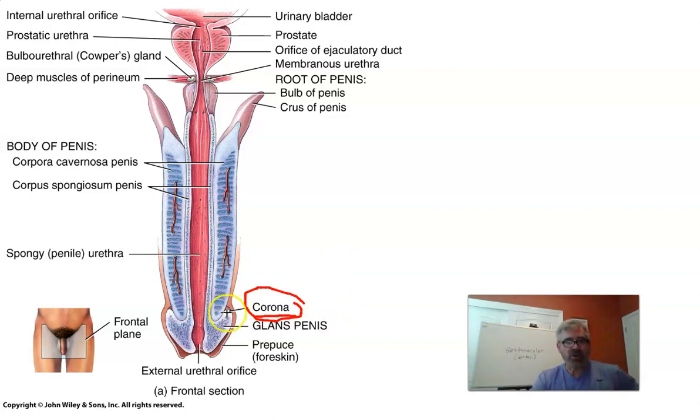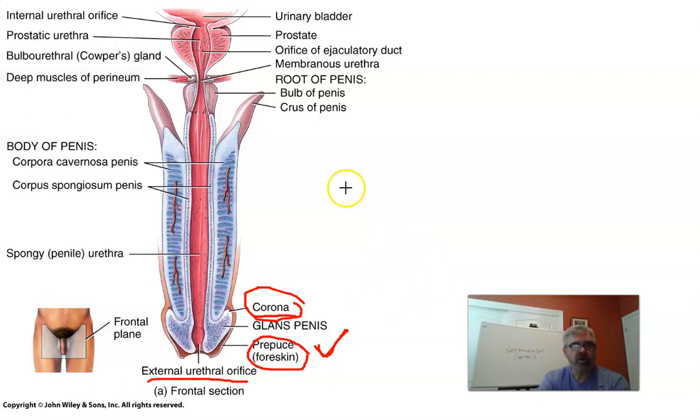The distal urethra at the very end here enlarges within the glans penis and forms an opening at the very end. This little slit is known as the external urethral orifice. And then going around the glans penis there's some loosely fitting skin, which is known as foreskin, or what's called the prepuce, P-R-E-P-U-C-E. And obviously the cutting or removal of that foreskin is known as a circumcision, if you want to write that down.